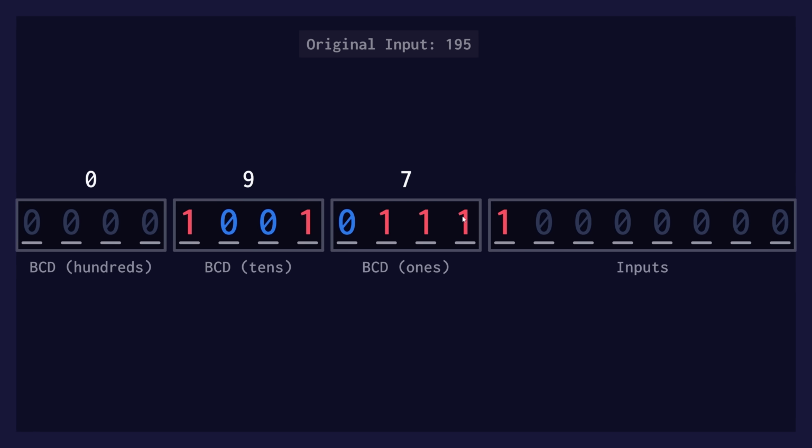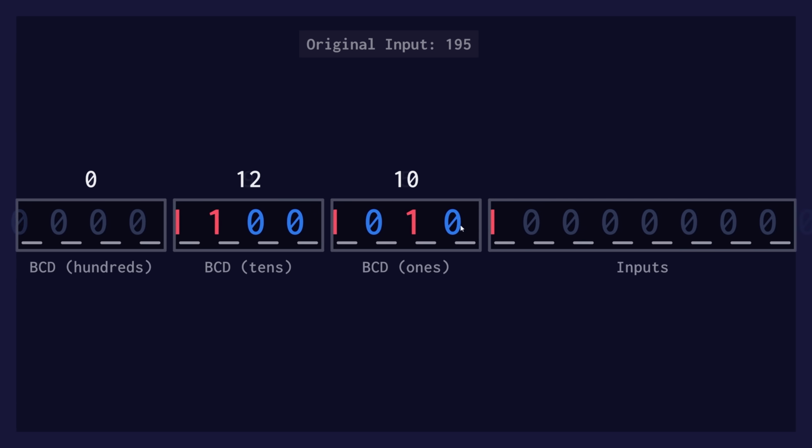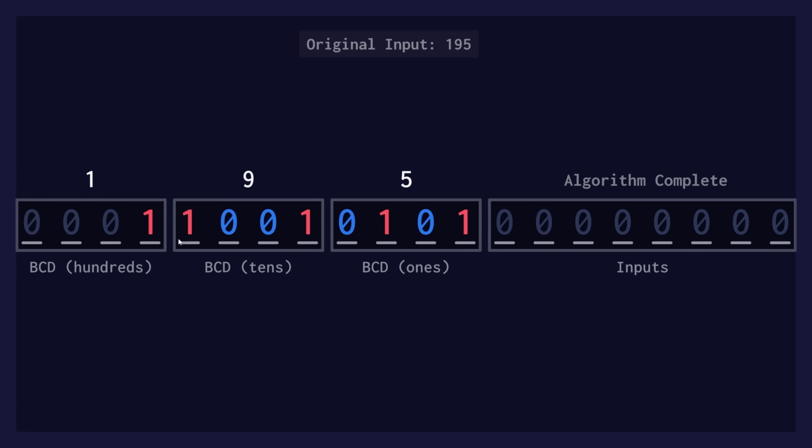Here's something new though, we now have values greater than 4 in 2 places at once. But we can just handle them individually, plus 3 over here, and plus 3 over here. There's only one of our original input bits remaining, so this is going to be the final left shift. And there we have our answer, 195. Pretty cool. We now just need to implement this with logic gates.